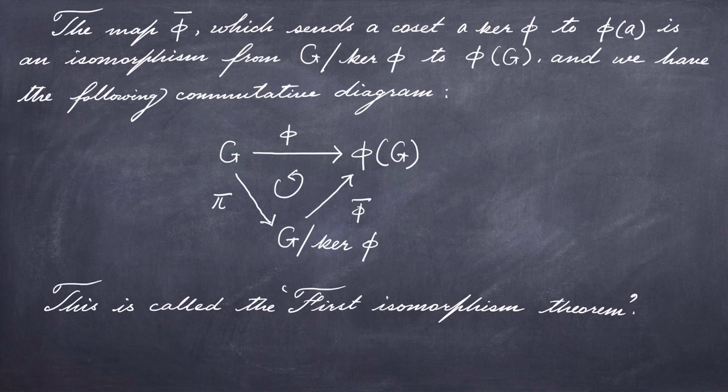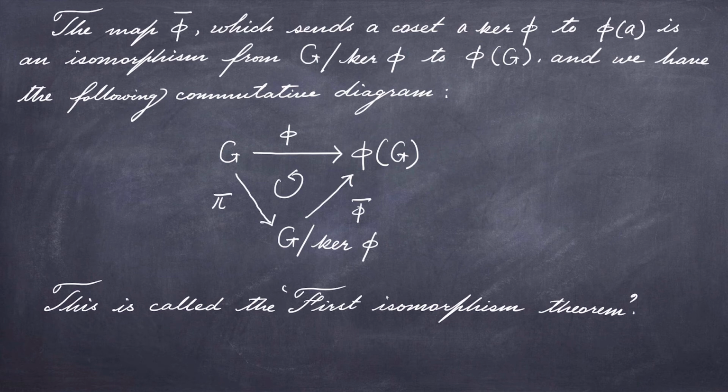And this map phi bar, which sends a coset a times kernel phi to phi of a, is an isomorphism between this group and phi of G, and we have the following diagram. So from G to this collection of left cosets, we have this quotient map pi, which we have already observed is a homomorphism, and the phi bar from this group to this group becomes an isomorphism.